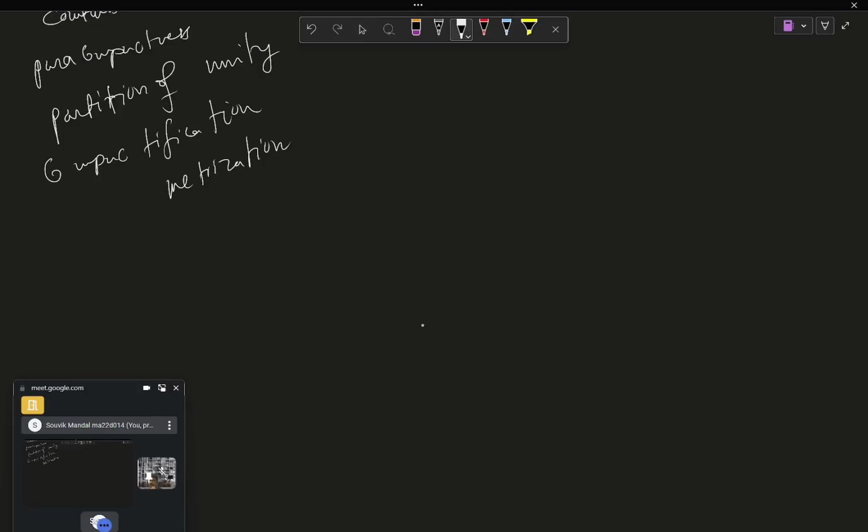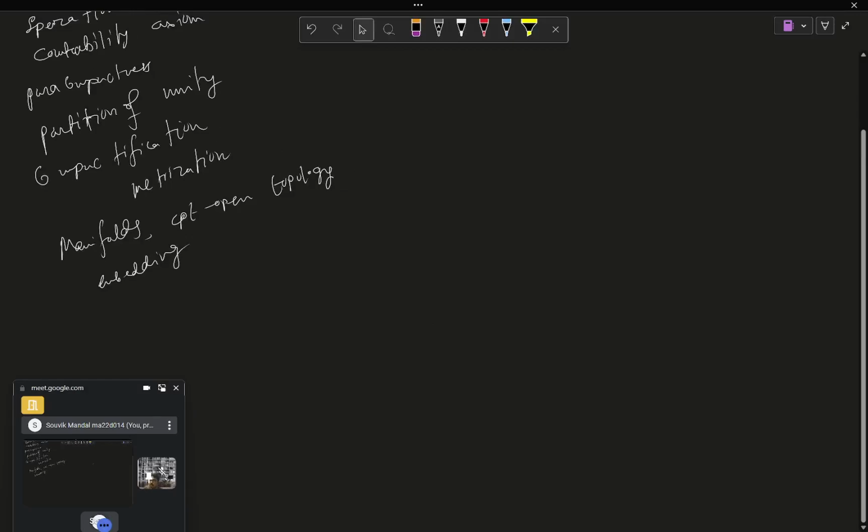Then the main things, namely the manifolds, compact open topology, then embeddings. So these are the main topics which we have learned throughout the entire course.